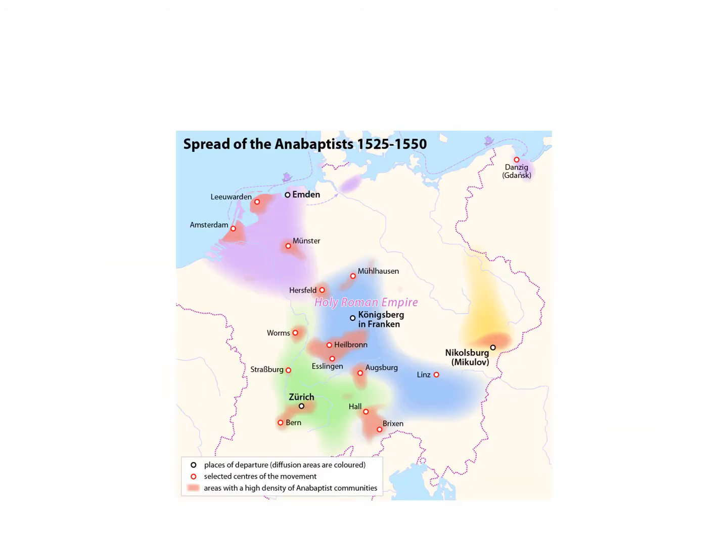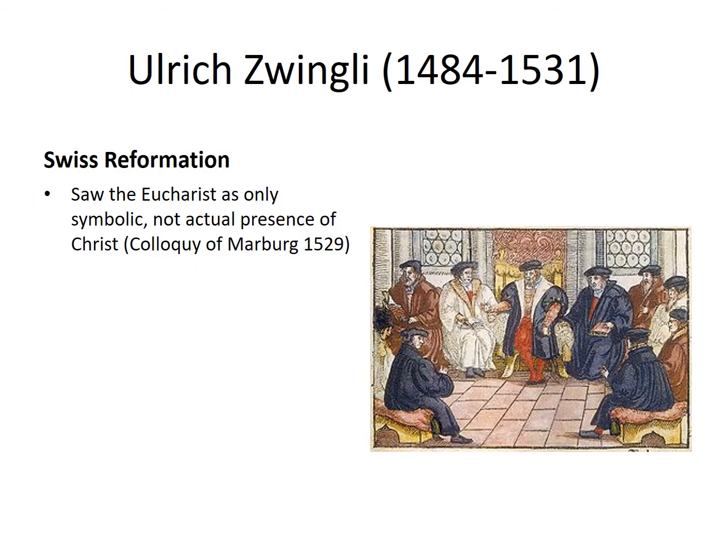Anyhow, here's the spread of Anabaptism between 1525 and 1550, the hot points, if you will. Ulrich Zwingli was another Protestant reformer. He came to your dinner party as well, if you recall. He was part of the Swiss Reformation in Switzerland. He saw the Eucharist as only symbolic.